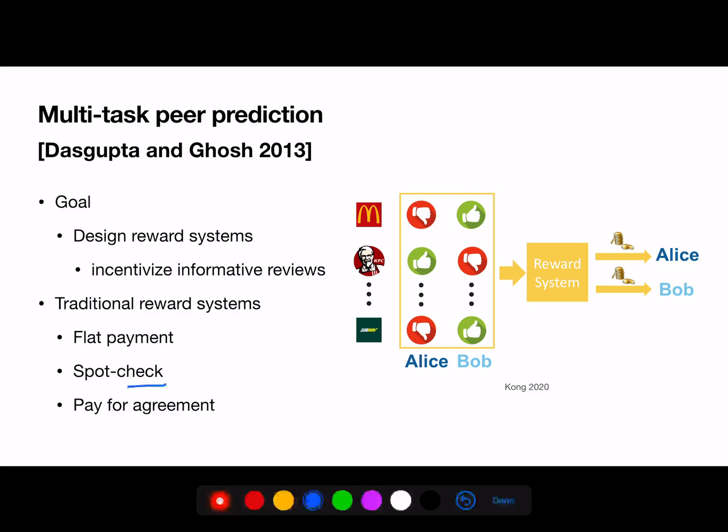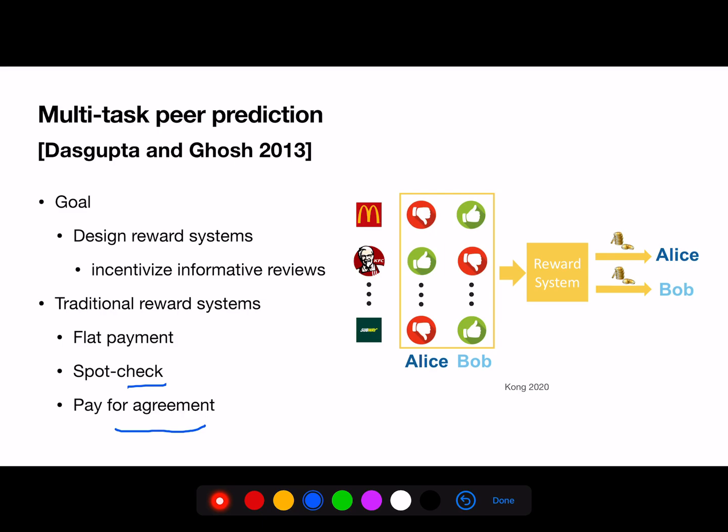And the third thing is, maybe we just pay these two agents based on the number of agreements they have. For example, if there are five restaurants and they have the same opinions, we pay them $0.5 or something like that. But the problem is, first, it's possible that Alice and Bob have very different tastes. In such a case, even if they tell the truth, they may have very few agreements, and they will not be incentivized to tell the truth.